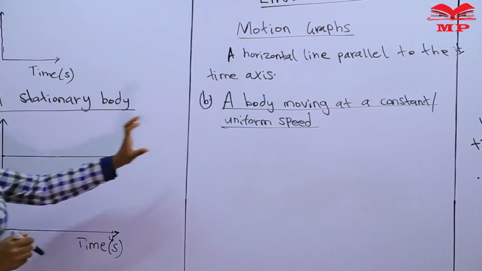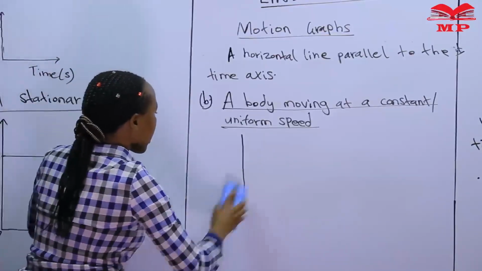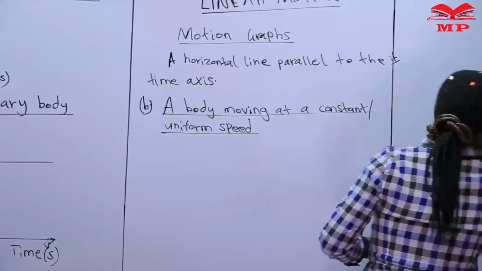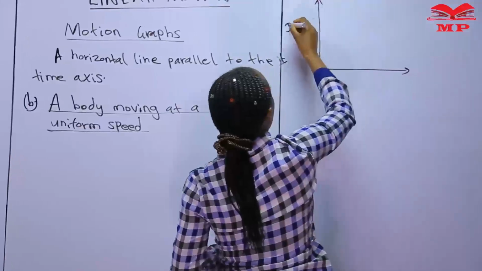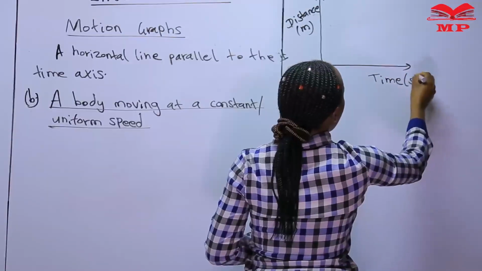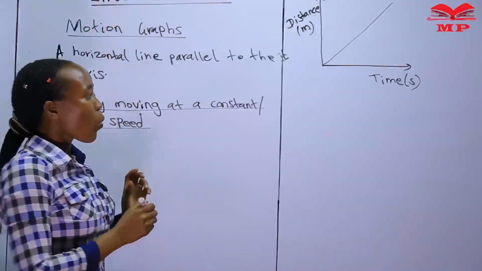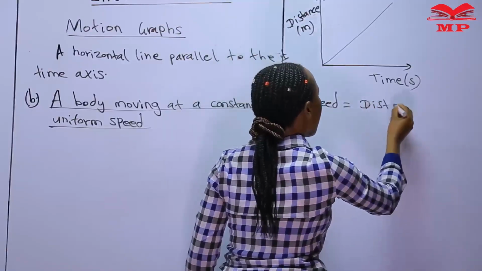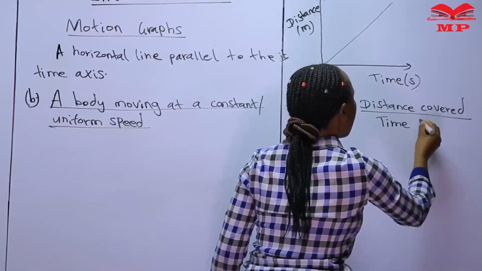Before I explain about this body, you need to understand that whenever we have a graph of distance against time, or a distance time graph, if we have our distance here on the y-axis, distance in meters, then we have the time here in seconds, and let's say we have a straight line of that sort, you should always note that the speed is given by the distance covered per unit time, per the time taken.